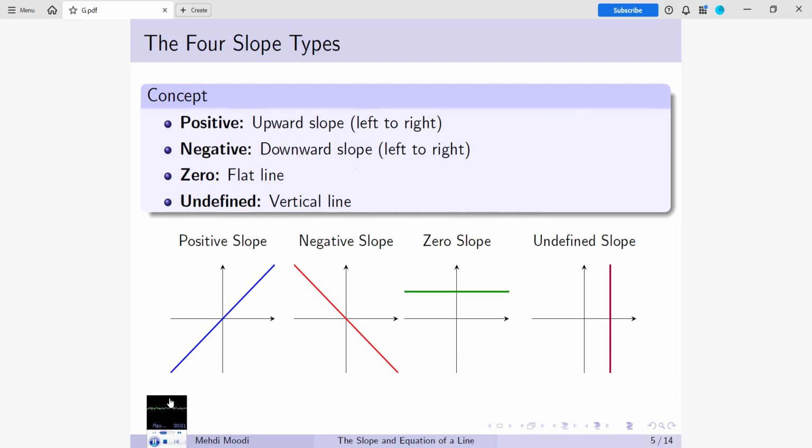Here's the full cast. Positive slope is climbing, negative is skiing downhill, zero slope is chilling on a couch, and undefined, well, that's just falling into the abyss.